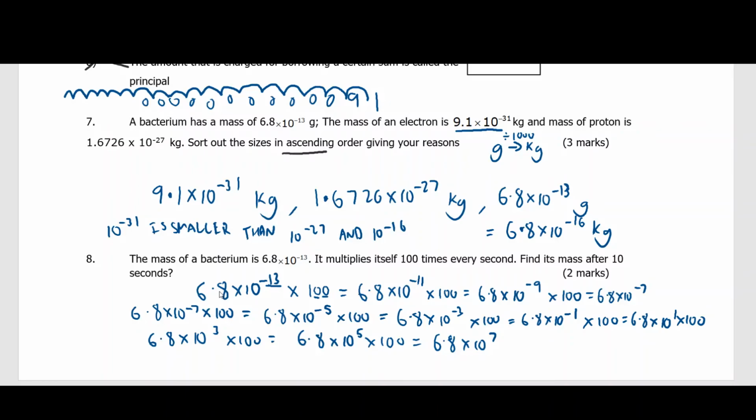So it's increased. It multiplies itself 100 times every second, and we did it for 10 seconds. So 1, 2, 3, 4, 5, 6, 7, 8, 9, and 10.